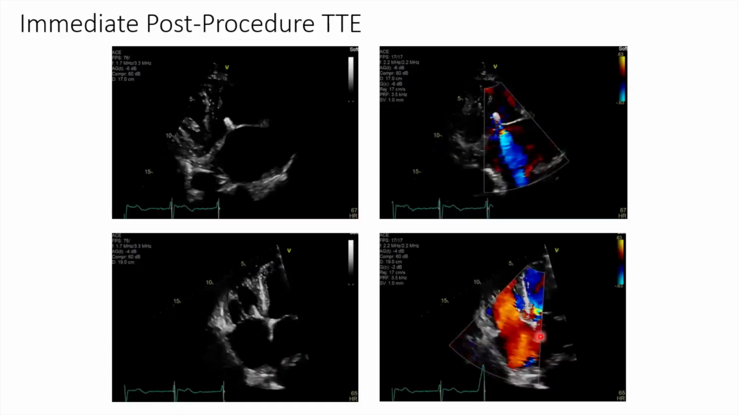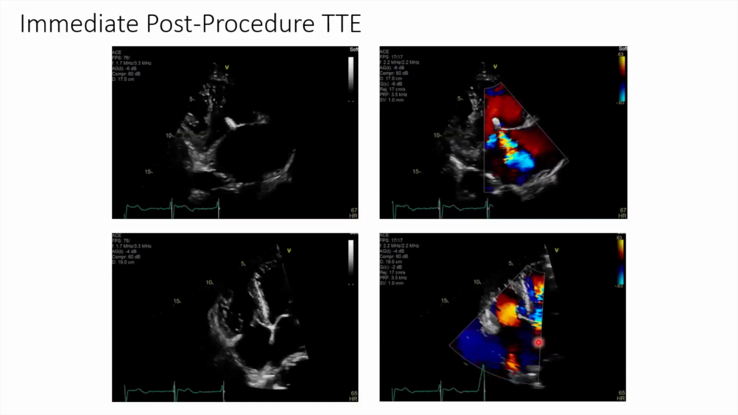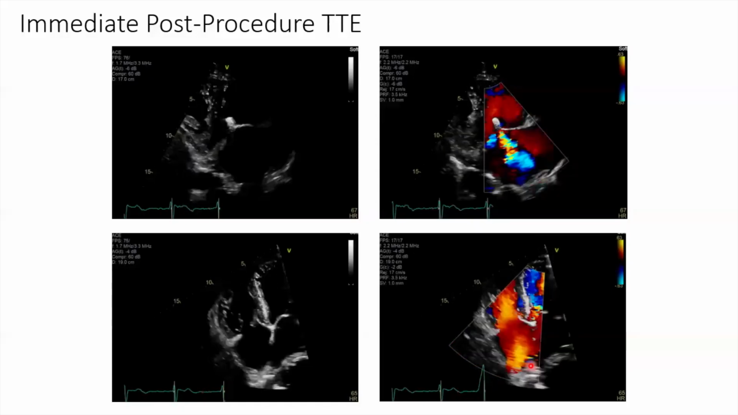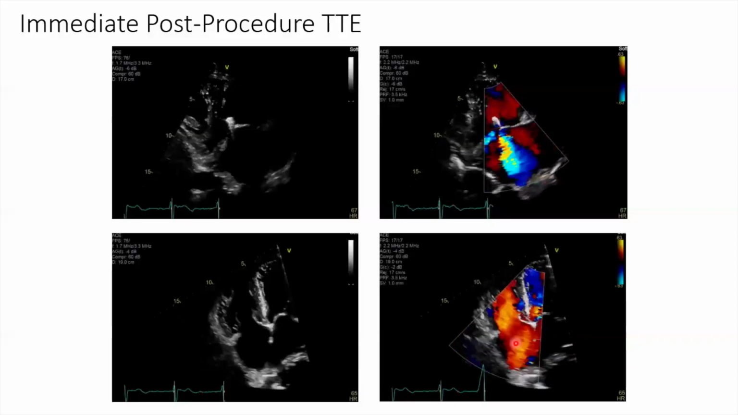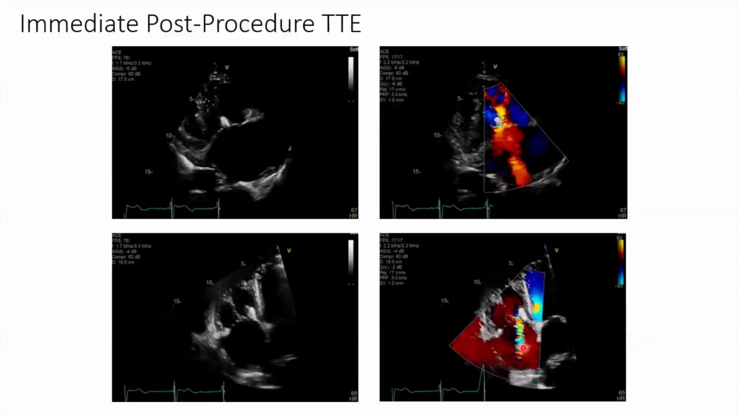So with this view as well, you can see this jet area isn't as big. We don't see the vena contracta or the proximal flow convergence as well on these views, but ultimately this was thought to be approximately moderate.